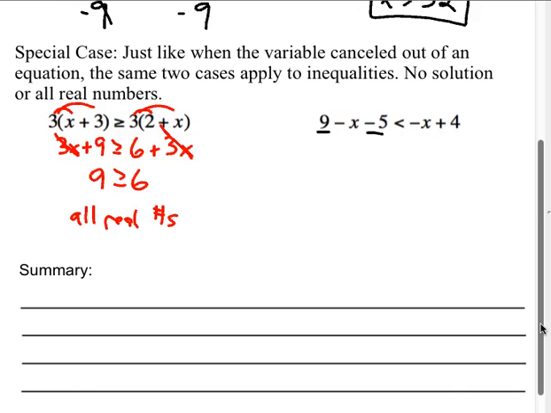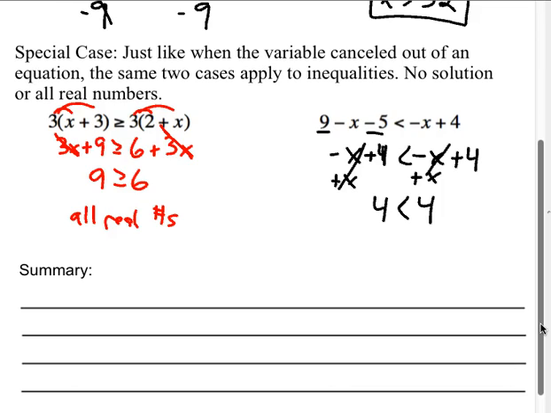9 minus 5 is positive 4. So I'm going to add an x to both sides. So 4 less than 4. Now this one you may be thinking, hey, awesome, both are 4s. But really take a closer look at what it's saying. 4 is less than 4. Well, that's just simply not true.